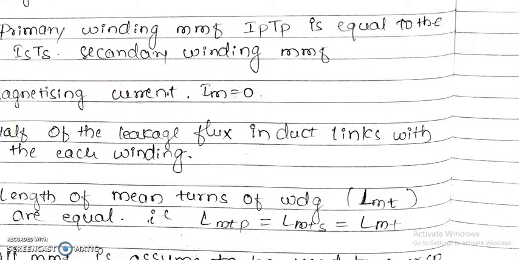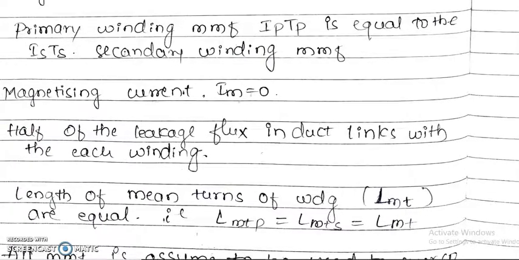And the magnetizing current IM is 0. Magnetizing current IM means what? Whatever current we have, that is the loss component only, the leakage component only. Means what? There is no useful flux here. Whatever flux is present at the primary side, almost all of it will be wasted, unuseful flux or leakage flux, which we are considering from the calculation point of view. That's why magnetizing current is 0, which means useful flux is 0. So half of the leakage flux in the duct links with each winding.